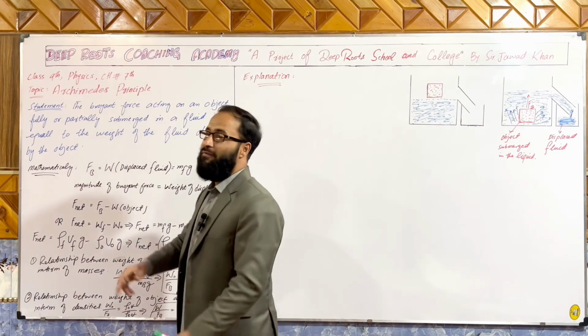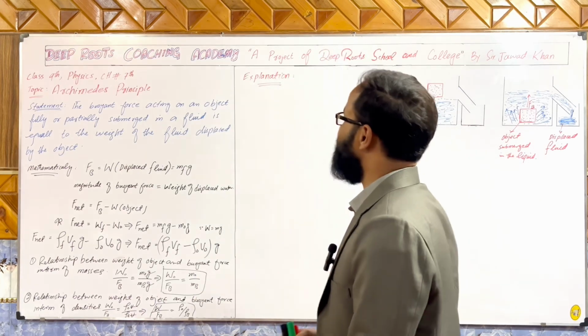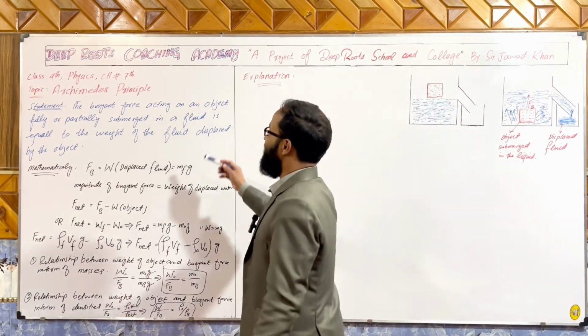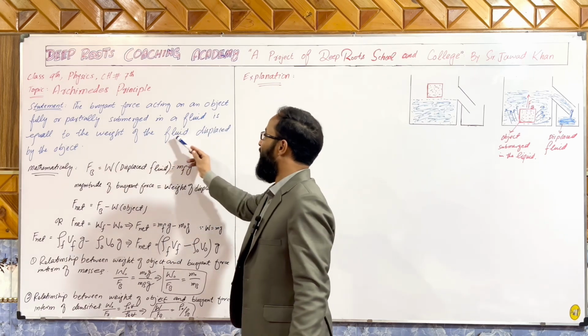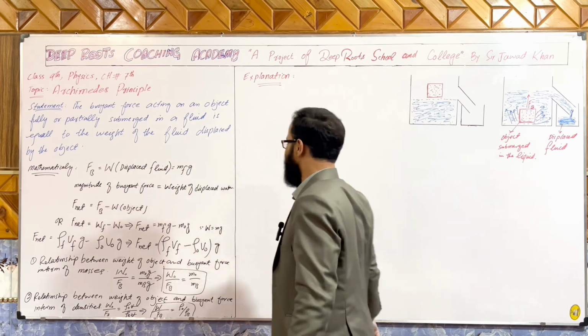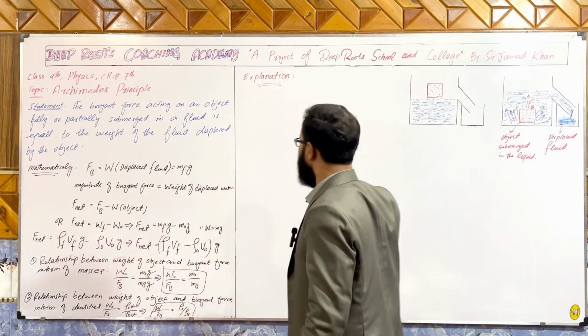The statement of this principle is: the buoyant force acting on an object fully or partially submerged in a fluid is equal to the weight of the fluid displaced by the object. What does it mean? I will explain all these things here in detail.